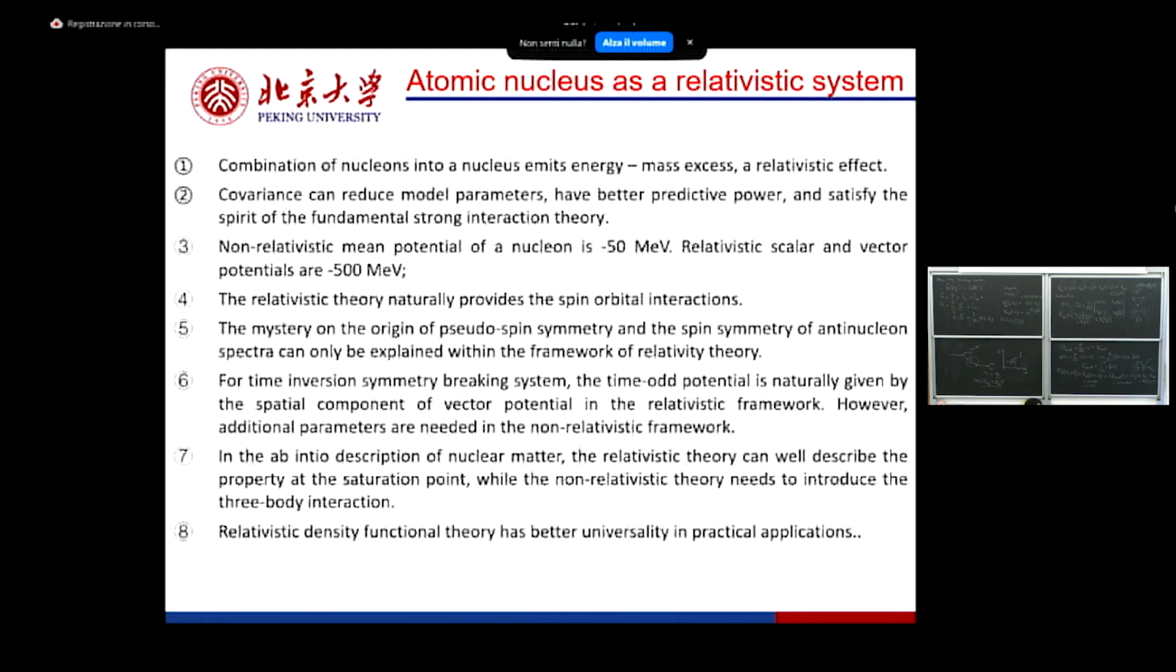There are also a lot more. I listed 8 points, right? That's why we should treat the system relativistically. In fact, if people ask you why you want to treat the nucleus relativistically, then you should also ask why you treat it non-relativistically, right? Because if we are talking about the binding energy, when you put the two nucleons together, immediately we lose energy, we get binding. That is already a relativistic effect.